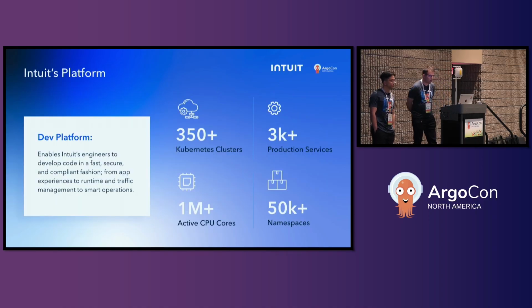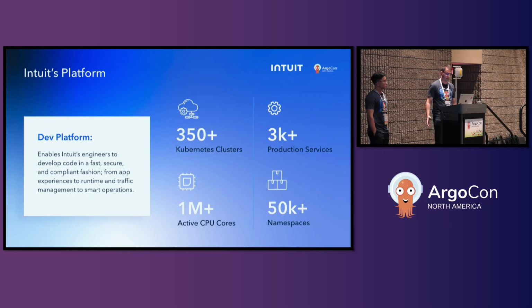Some numbers from the company. We operate on 300 plus Kubernetes clusters. We have more than 3,000 production services, over 50K namespaces. Why am I saying all that? Basically, to show you the size that we operate in the company and how whenever we enable new features in Argo CD, this is the type of platform that we test on top of, right? And server-side diff is no exception to this rule.